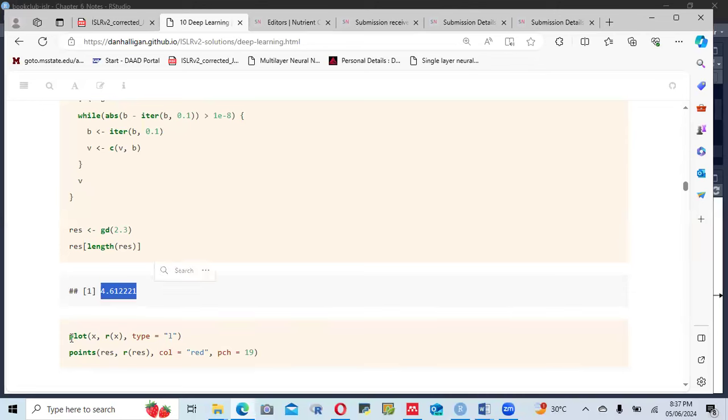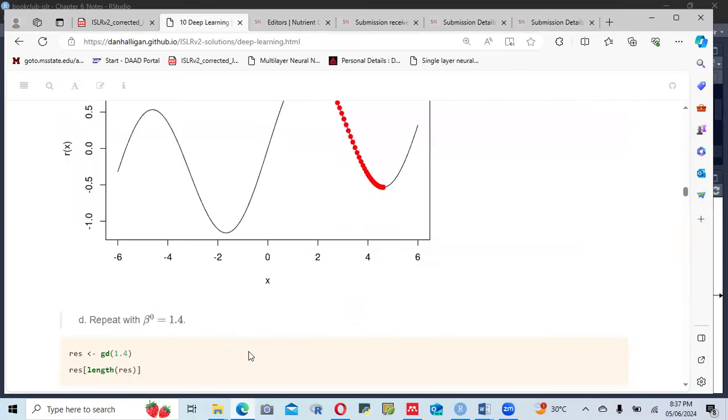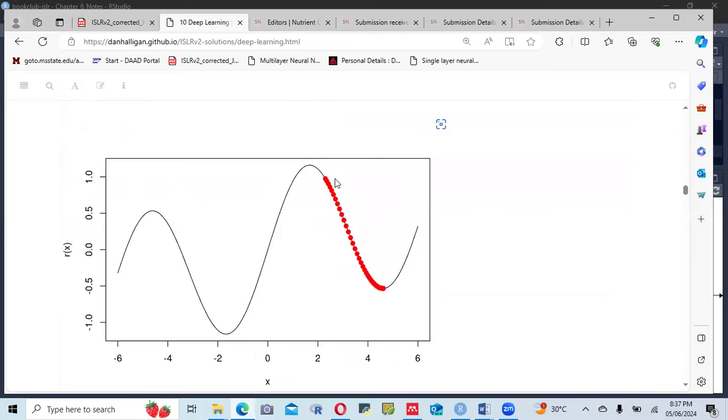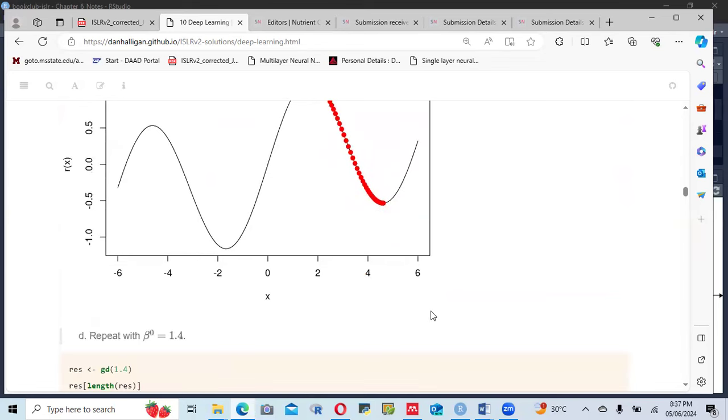Then when we look at the length, we have 4.612221. So when we run the plot, we also add the points. For the color of the points, we say it should be red, and the point character should be equal to 19. So we got this visualization. Here we still have the value of our beta, which goes from minus 6 to plus 6. This is our y-axis, and these are the values given in red.